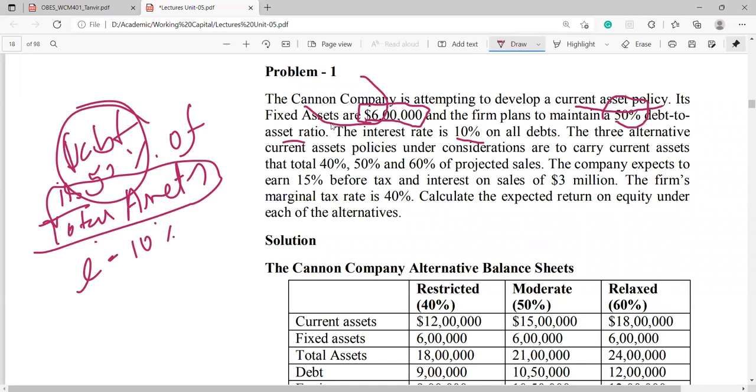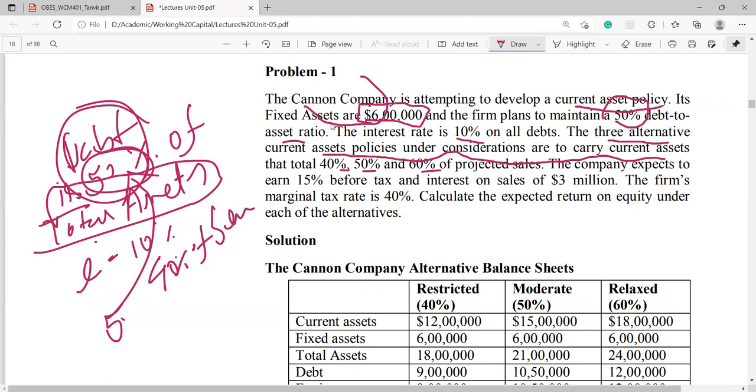So if debt is 50% of total assets, you have to pay 10% interest on that debt. Three alternative current asset policies are under consideration: to carry current assets of 40%, 50%, 60% of projected sales. How many policies? Three. One is 40% of sales, another 50% of sales, another 60% of sales. Now we have maximum information.